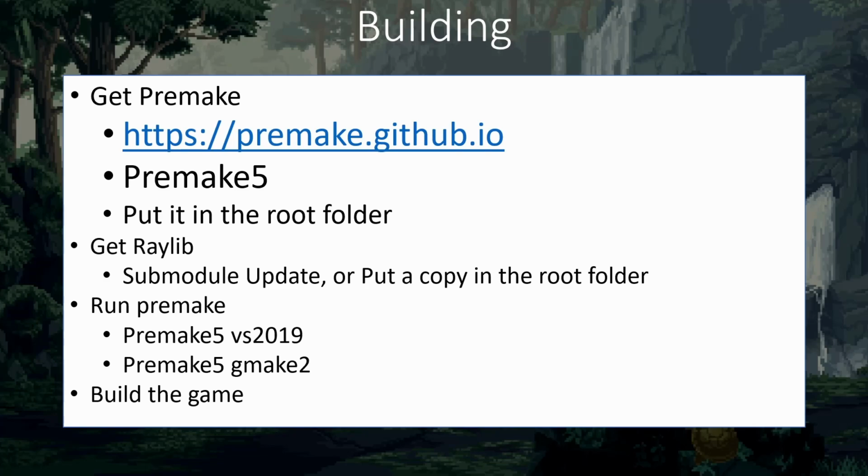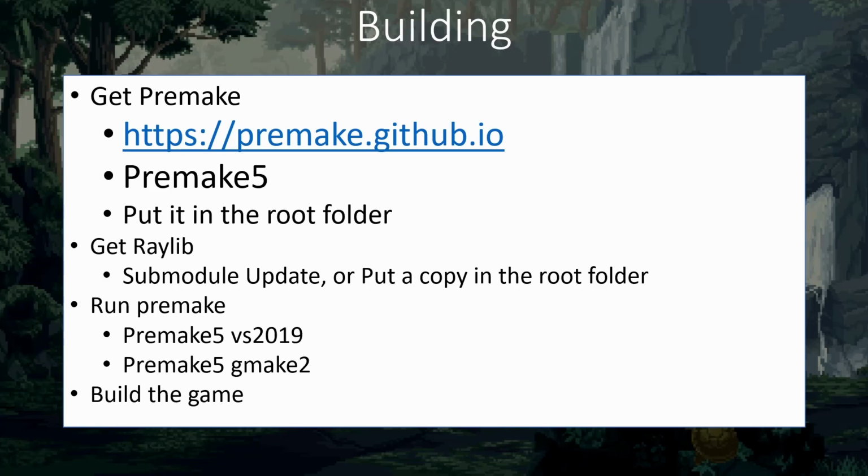You'll also need to get Raylib. The GitHub project for the example is set up with Raylib as a submodule, so you'll just need to update that. Or if you don't want to use GitHub, you'll need to put a copy of Raylib in the root folder in the Raylib folder. After that, you simply run Premake with either the VS 2019 or GMake2 arguments to generate the required make files. Then you can build the game.